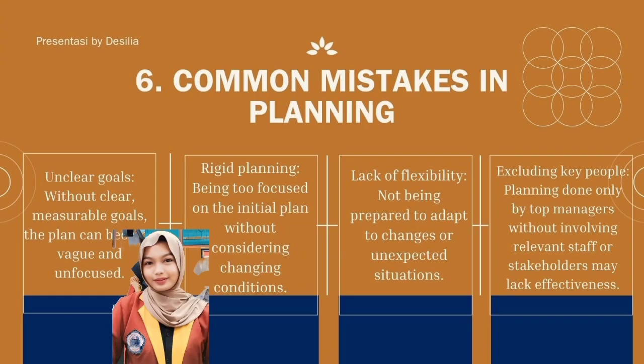6. Common mistakes in planning. While planning is essential, several common mistakes occur in the planning process, such as unclear goals. Without clear, measurable goals, the plan can become vague and unfocused. Rigid planning. Being too focused on the initial plan without considering changing conditions. Lack of flexibility. Not being prepared to adapt to changes or unexpected situations. Excluding key people. Planning done only by top managers without involving relevant staff or stakeholders may lack effectiveness.